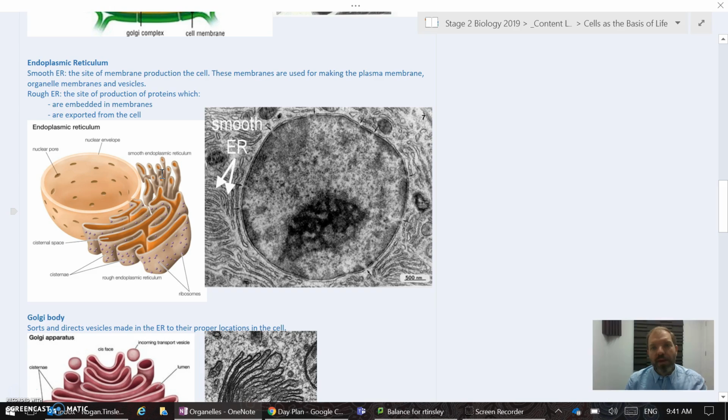There are also membrane-bound proteins that need to be made, or proteins that also go out in membranes and get exported from the cell. These proteins are made in the rough ER. So if it's embedded in a membrane or it needs to be exported from the cell, that protein is made by ribosomes that are on the ER. And we'll have a look at the whole process of protein production and export because it goes through a lot of different organelles and puts a lot of these ideas together.